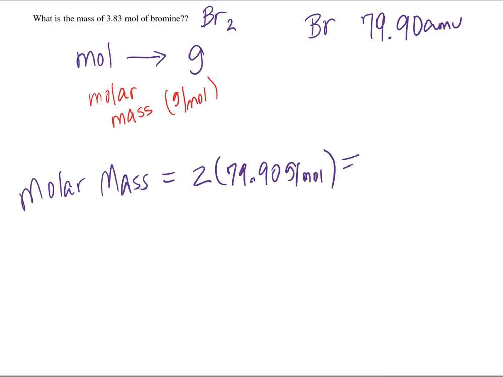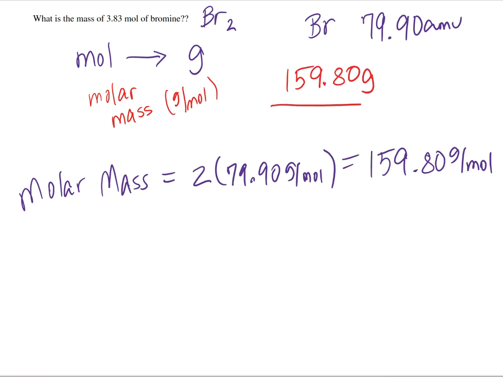Because we had 2 bromine, each one has 79.90 grams per mole. That means that the molar mass of this bromine molecule is 159.80 grams per mole. So that tells the relationship between the grams and the moles. The way that we read that is the same way that we would show it as a conversion factor. So 159.80 grams per mole. I can show that as 159.80 grams per mole.